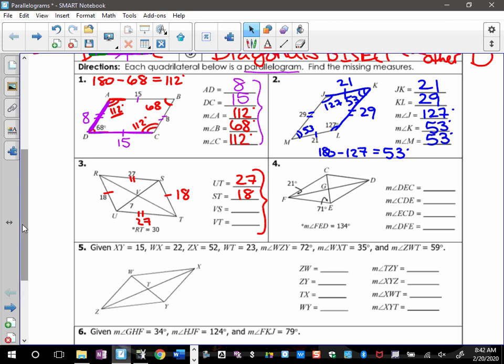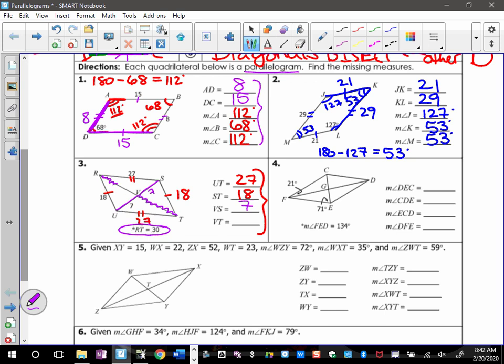Then if I go inside and I'm looking at my diagonals, UV is 7, meaning VS is also 7 because diagonals bisect each other. To get VT, I need to look at a statement given below. They tell me that RT is 30. RT is this whole thing. So if I cut that in half, each part is 15. So VT is 15.